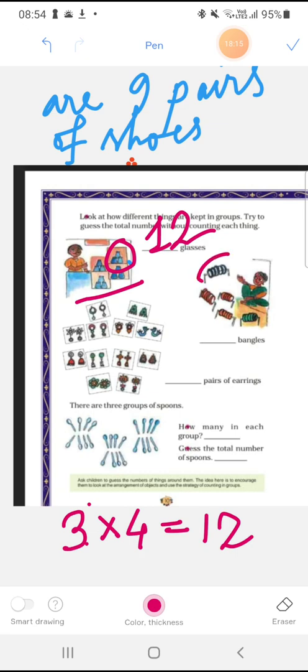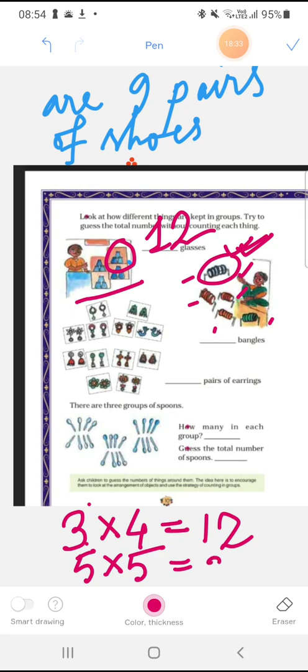Then in the case of bangles, you count only for one group. 5 are there. Now you count how many groups are there. So 1, 2, 3, 4, 5 groups are there. So 5 in one group multiplied by how many groups? 5 groups. So total how many bangles will be there? 25 bangles will be there. In one group 5 bangles are there. Therefore in 5 groups how many bangles will be there? In 5 groups 25 bangles will be there. So this answer will be 25.